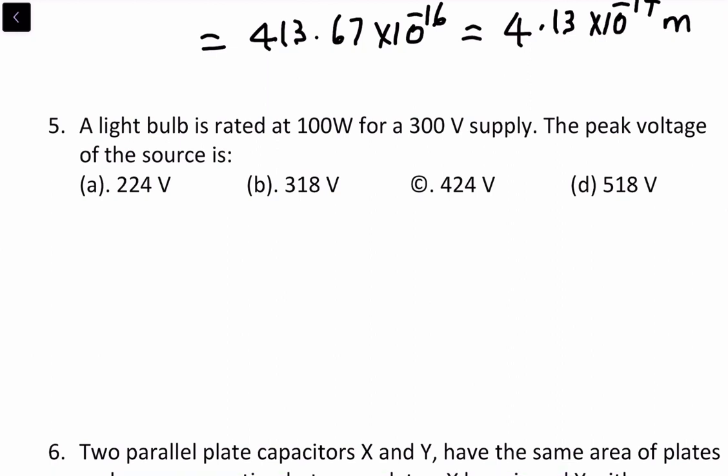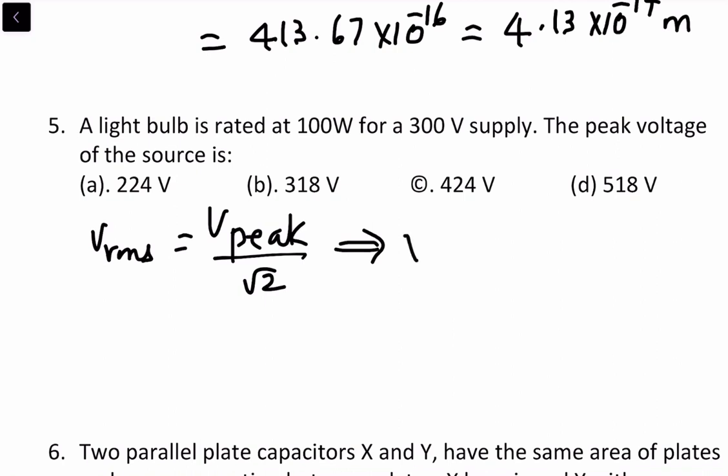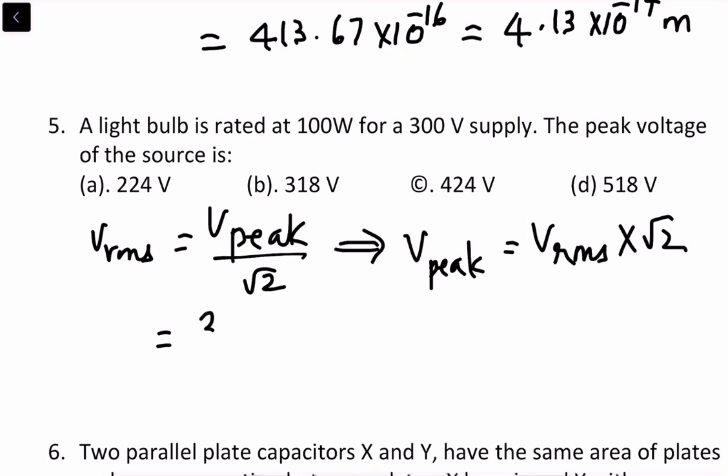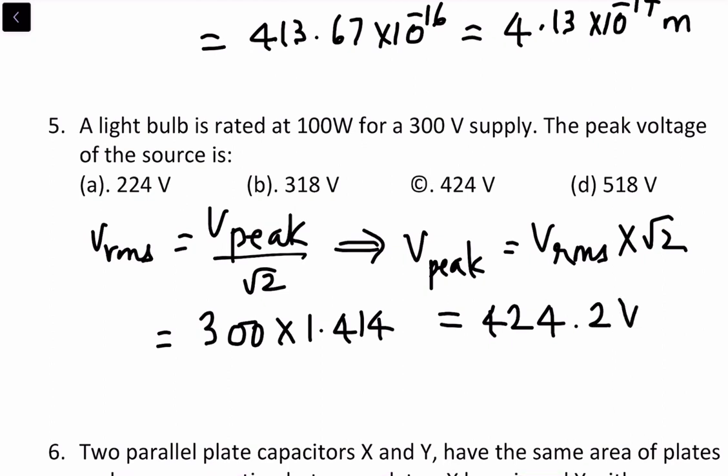We have the relationship Vrms is equal to V peak divided by root 2. Therefore V peak value is equal to Vrms into root 2. We all know root 2 value is 1.414. They have given 300 as the voltage. So 300 into 1.414. Once you multiply it, you will get 424.2 volts. So here 424 volts is given in C. So the option is C. So that is the fifth problem.